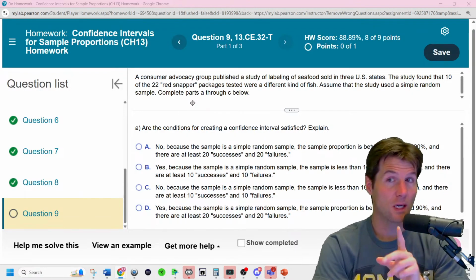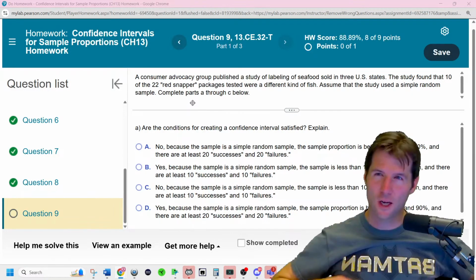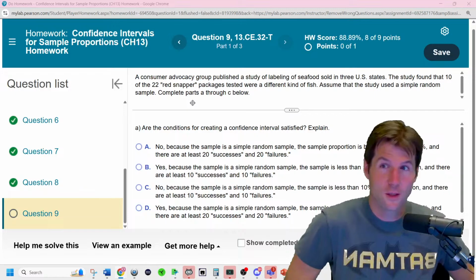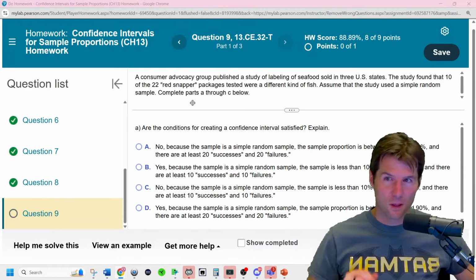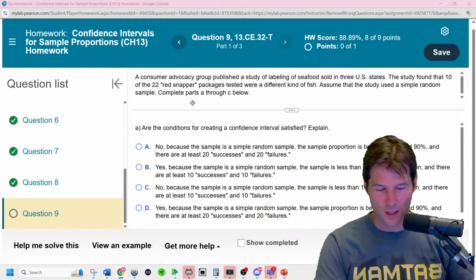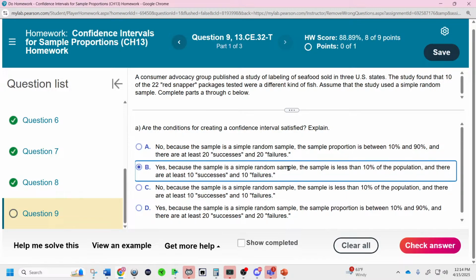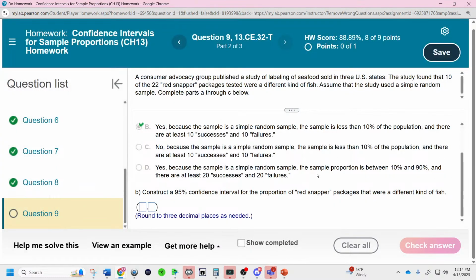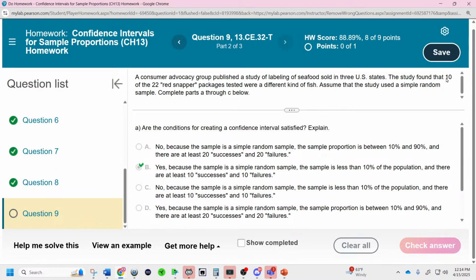So the data needs to be categorical. That's kind of an assumption that we have using the condition. The success failure condition is only for categorical data, and there has to be at least 10 successes, at least 10 failures. Sample less than 10%, and there are at least 10 successes. Yes, I think that's right. It's not 20 or 30. And there's just barely 10 successes.